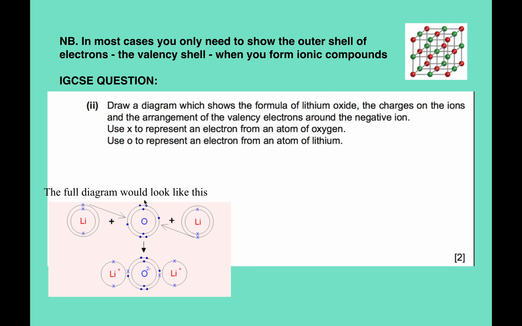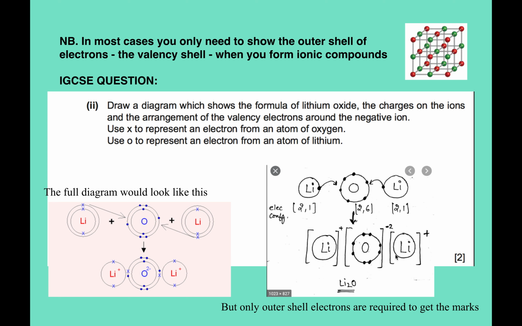Now this diagram's got the electrons the wrong way around, but it doesn't matter. So oxygen has got 6 electrons in the outer shell. So to get a full outer shell, it needs to gain 2 electrons. And it does that by taking 1 electron from each of 2 lithium atoms. So this lithium atom gives an electron to the oxygen and becomes a lithium ion. This one does the same. And this now becomes an oxide ion, O2-. It's got 8 electrons in the outer shell. So for every oxide ion, there are 2 lithium ions.